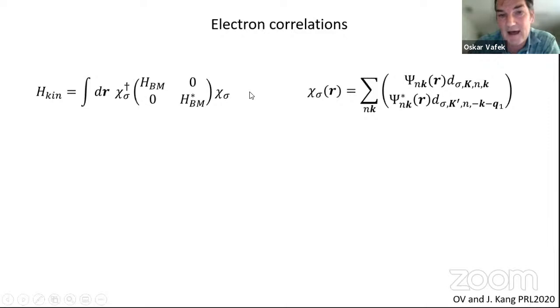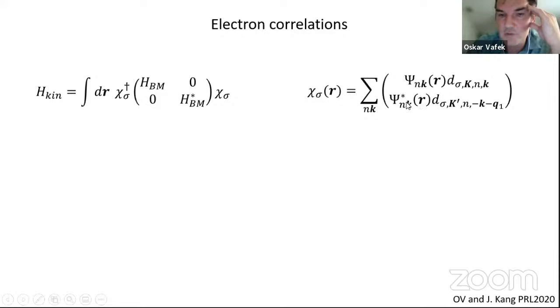And the psi here are the exact wave functions of the Bistritzer-MacDonald Hamiltonian, which live at a crystal momentum K. Their band is N. And the top component lives in the valley K. Okay, the bottom component then lives in the valley K prime, which is related by time reversal symmetry.